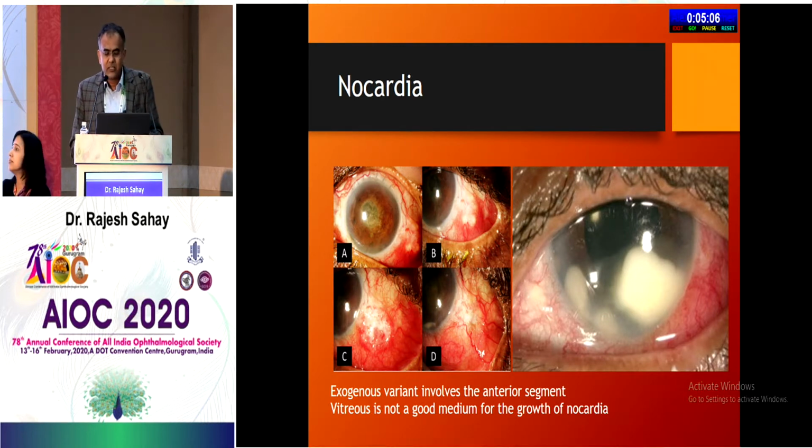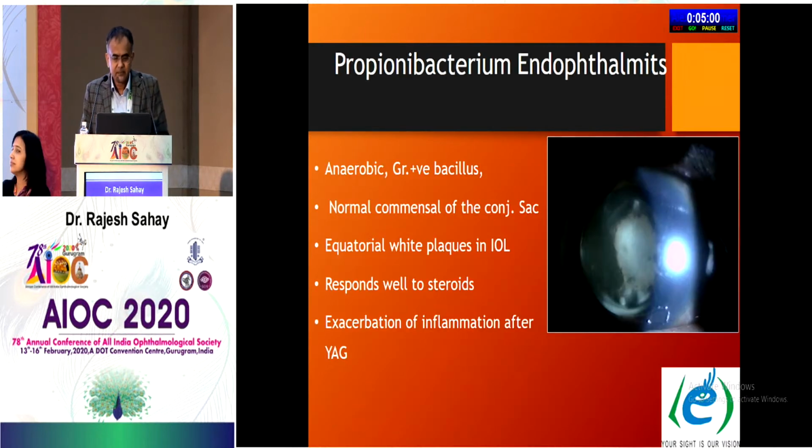The exogenous variant involves the anterior segment. So if you take a vitreous tap, usually negative cultures will be there. P. acnes is an anaerobic gram-positive bacillus, a normal commensal of the conjunctival sac. Equatorial white plaques are seen on the IOL, and it responds very well to steroids initially. And there will be exacerbation of inflammation when you do a YAG or you withdraw steroids.